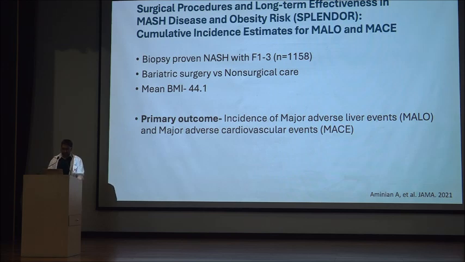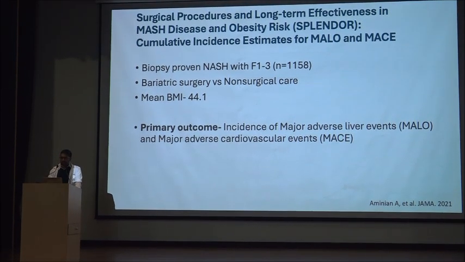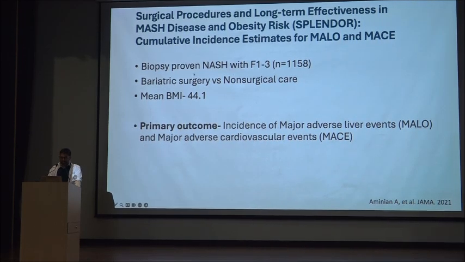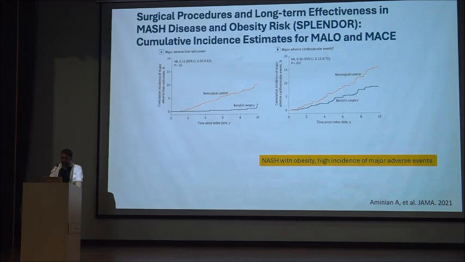Then another important factor that we need to consider, which is answered by the SPLENDOR study, is surgical procedure and long-term effectiveness in MASH disease with obesity, where the cumulative incidence of MALO and MACE was assessed. All these patients had biopsy-proven NASH with F1 to F3 fibrosis, a total of 1158 patients, and they were grouped into bariatric surgery or non-surgical care, with a BMI of 44. The primary outcome was incidence of MALO or MACE.